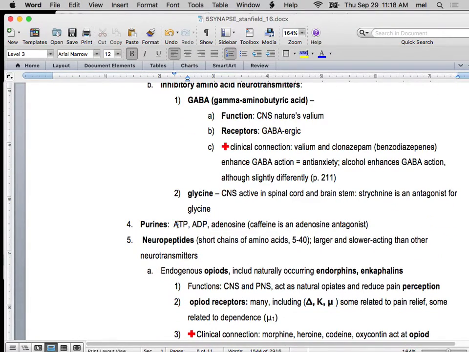Okay, so the last one that we'll do today is just briefly. I'll tell you about these, and then we'll talk about the rest of them next time. The purines. So you probably heard that word before, purines and pyrimidines, when you're talking about nucleic acid structure. Okay, so you got your A's, T's, G's, and C's. Well, the A's: adenosine diphosphate and adenosine triphosphate. Those are all purines. And I know it sounds weird, but we use ATP as a neurotransmitter. We use ADP as a neurotransmitter, and adenosine as a neurotransmitter. So ATP, ADP, and adenosine.